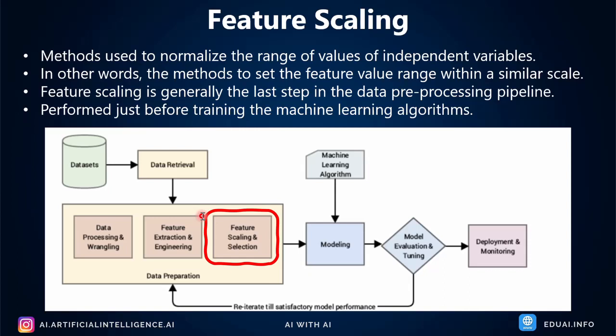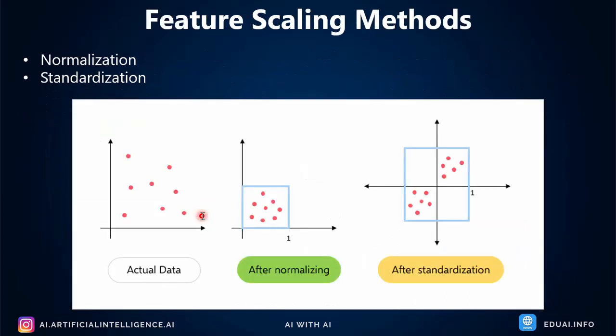Okay, but how do I achieve this? What are the different techniques to achieve feature scaling? The most popular feature scaling methods are normalization and standardization. As you can see in the image, this is the actual data which is unscaled, drawn against x and y. After normalization, data is in between 0 and 1. You have the scale between 0 and 1 on the x-axis and also on the y-axis. This is normalization. And in case of standardization, data is mean centered.